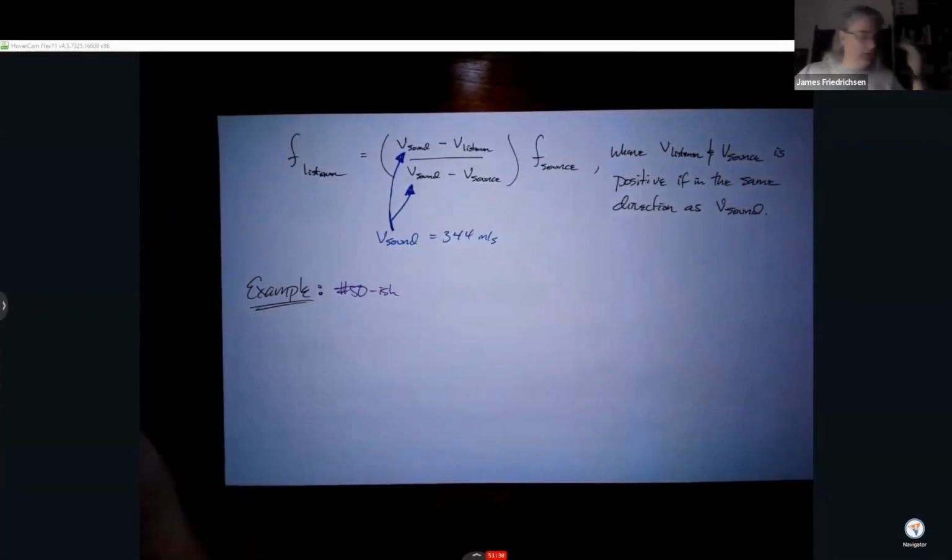Like number 50, okay? And so number 50 says we have two train whistles, A and B. Each have a frequency of 392 hertz. A is stationary and B is moving to the right away from A at a speed of 35 meters per second. And we have listeners in between the two whistles, and I'm going to have them move to the left at 15 meters per second. And what is the frequency from A that's heard by the listener? And then what is the frequency from B that's heard by the listener? And what's the beat frequency detected by the listener?